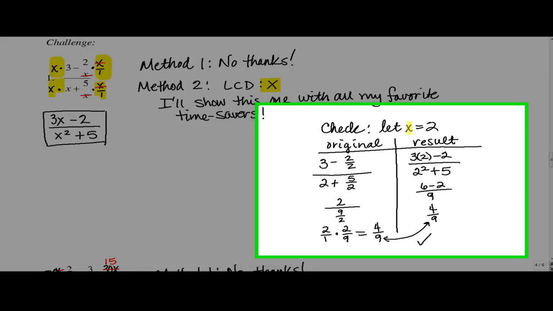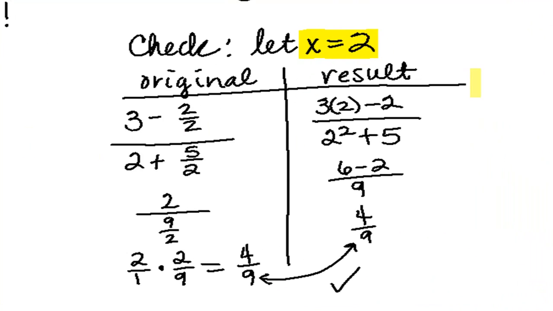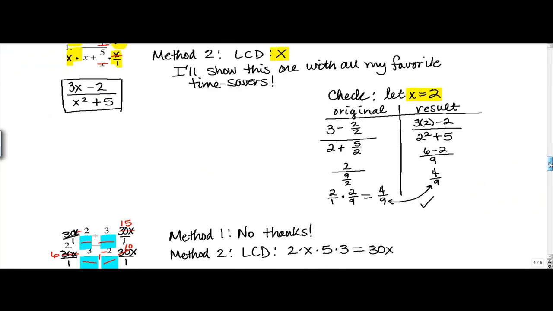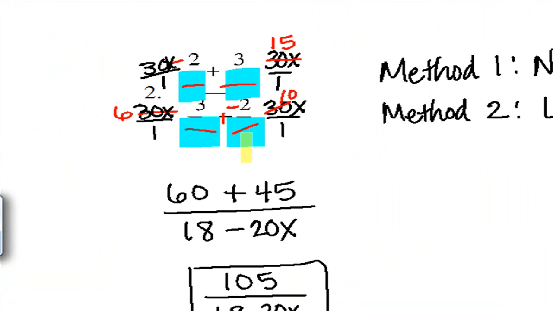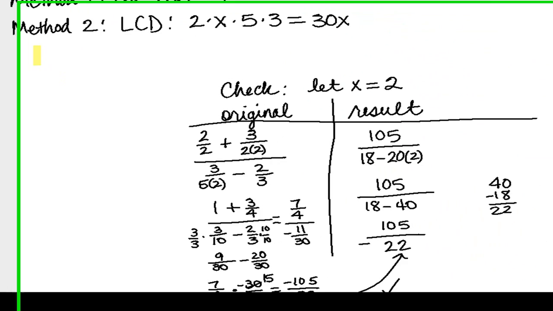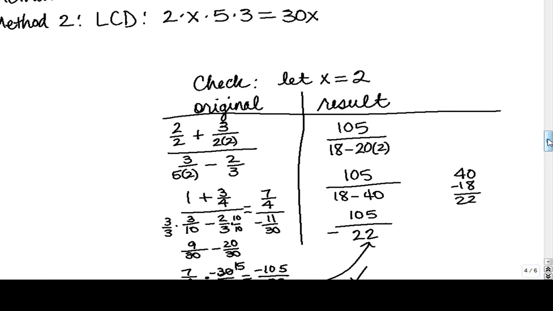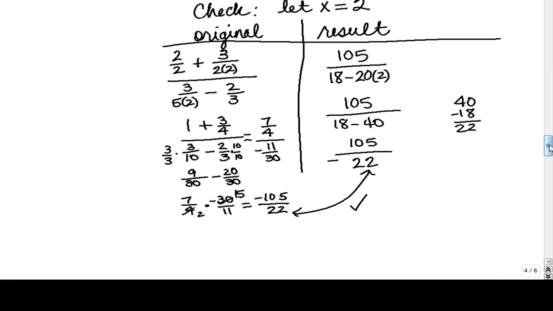And I'm showing my check here. I was able to use my favorite number 2 again, and it worked out. Here we go. This one's method 1. I lost my numbers here. You'll have to look at your paper, but I was able to reduce, and there's my check at the end.